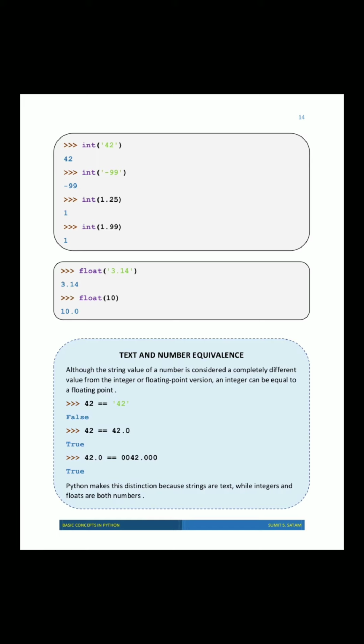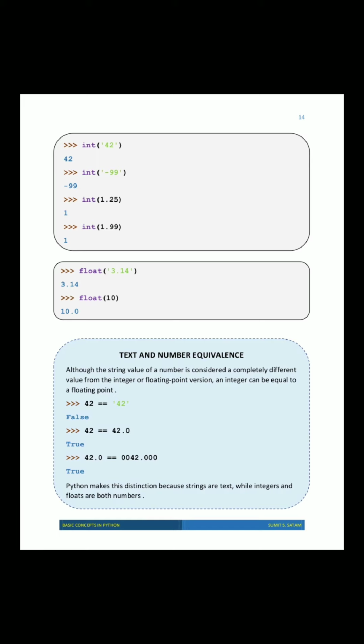Okay. Next we are checking the text and number equivalence. Now here is the first example. If I compare 42 with the string 42, here 42 is a number whereas the other 42 is a string, so it is going to return the answer false. But in the next example, if I compare integer 42 with float 42, that is 42 double equal to 42.0, the answer is true, because both are numbers, right? And in the last example, 42.0 is compared with 42.000. They are the same float numbers, that's why the answer is true.